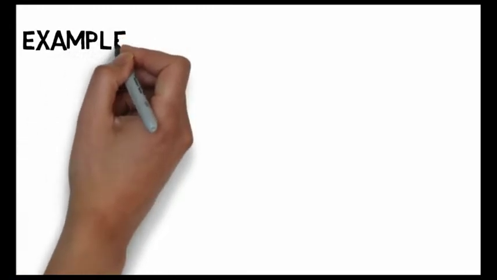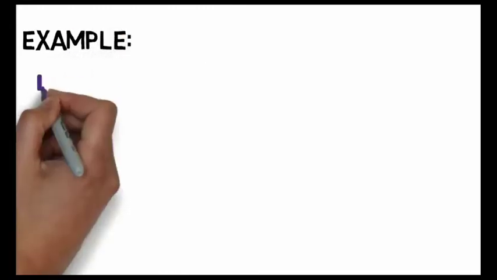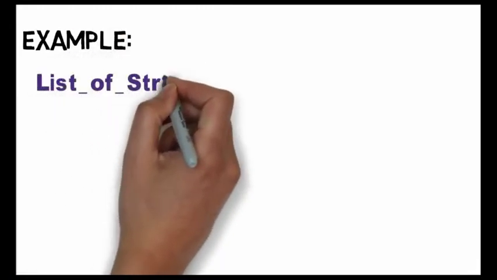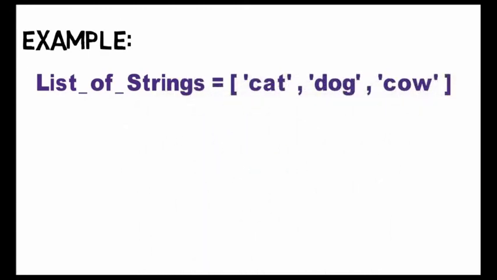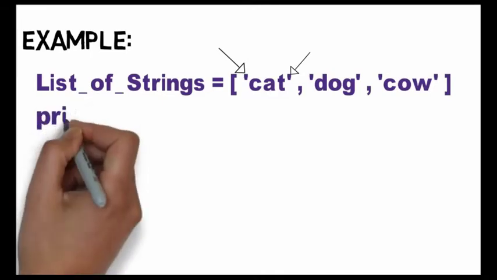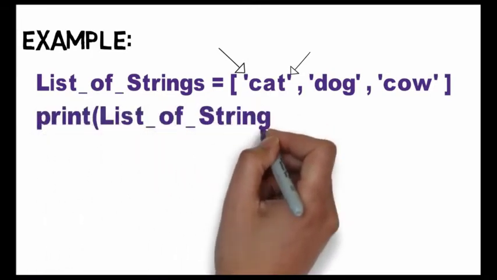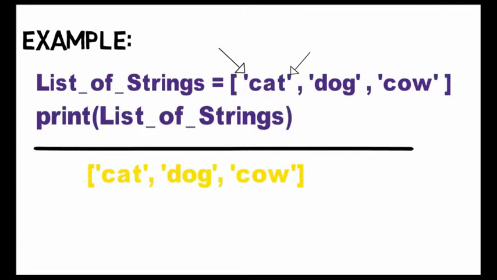Example, let's declare a list of strings. List of strings equals, and in between the square brackets we shall write cat, dog, cow separated by commas. Also remember that strings must be enclosed in between single or double quotes. Let's print this list, and this is how the output looks.